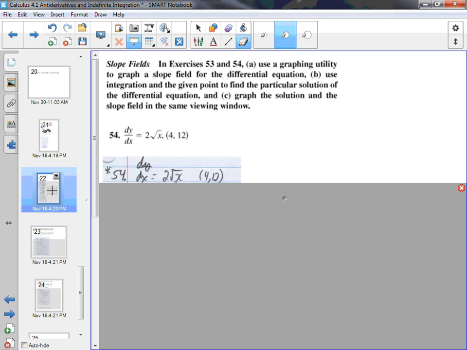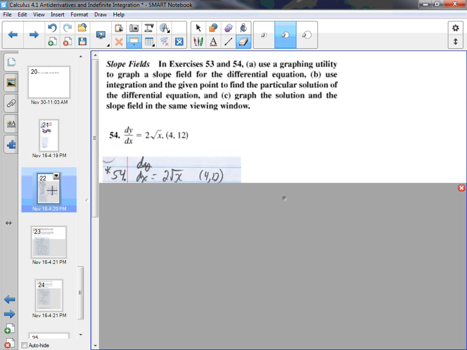All right, number 54. This time, the directions tell us, did I copy the wrong directions on there? No, that's the same direction. Use a graphing utility to graph the slope field for the differential equation. Use integration and the given point to find the particular solution. And graph the solution and the slope field in the same viewing window.